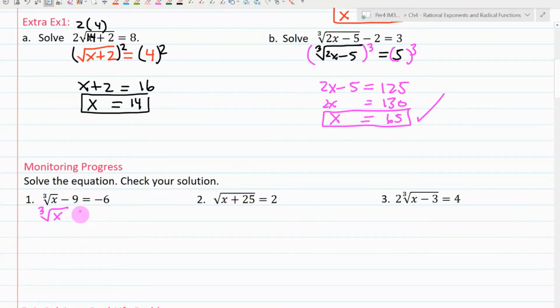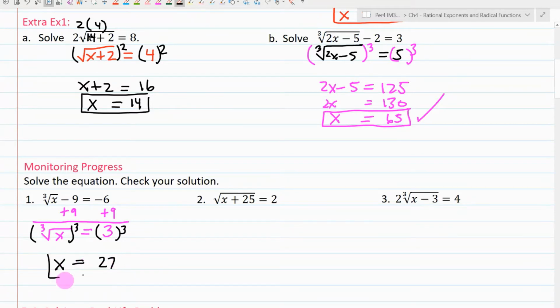So the cube root of x, if you add 9 to this side, you're going to get 3. Now, if you need to show the plus 9, then go ahead and show it, but write it on both sides, please, not just on one side. And if you're not going to show it, that's fine. Just show the result of it. So just show this step. And then you're going to cube both sides. So x is equal to 27.